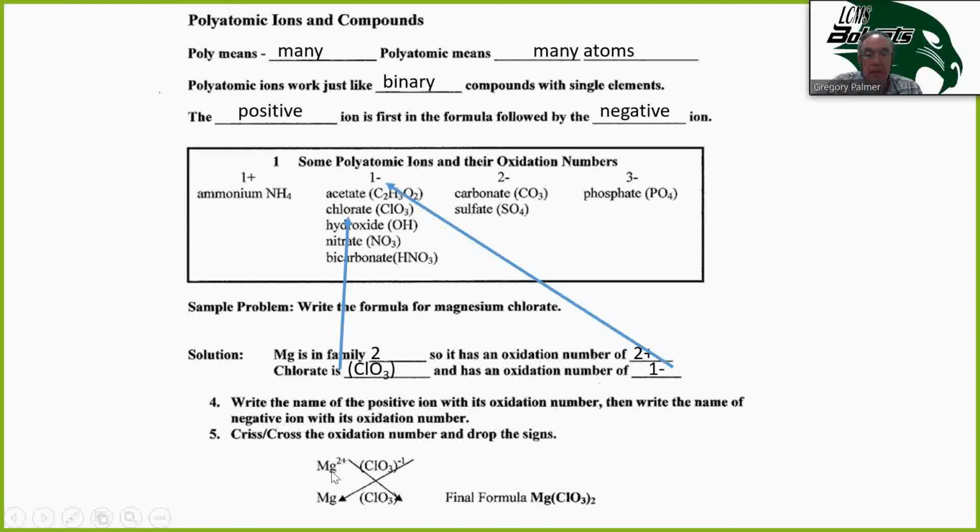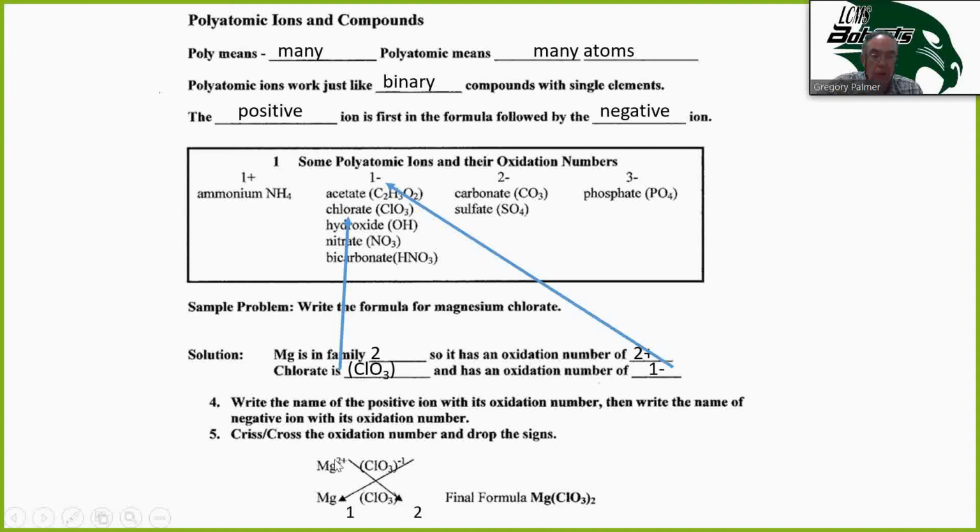So we do the same thing. We write the name of the positive one with the oxidation number as a superscript, and then we write the name of the negative one with the oxidation number as a superscript. We're going to move the 1 down here and the 2 down over here, so we end up with the Mg1 and the ClO3 with a 2. The 2 goes on the outside of the parentheses, just like the whole thing was an element symbol. Okay?